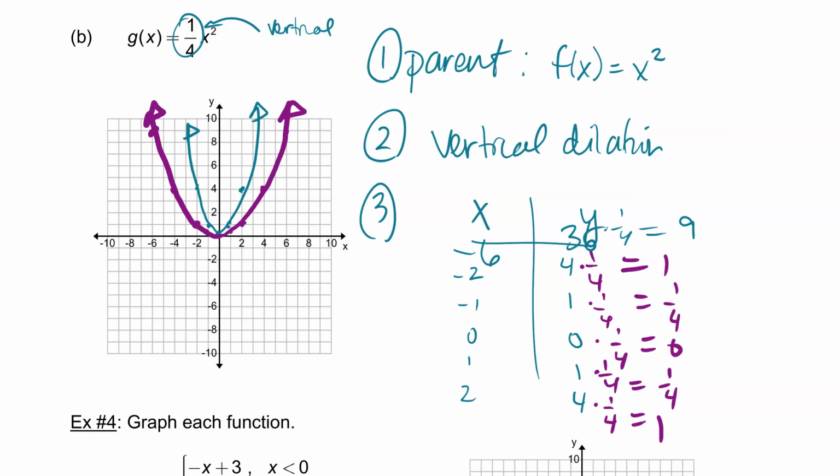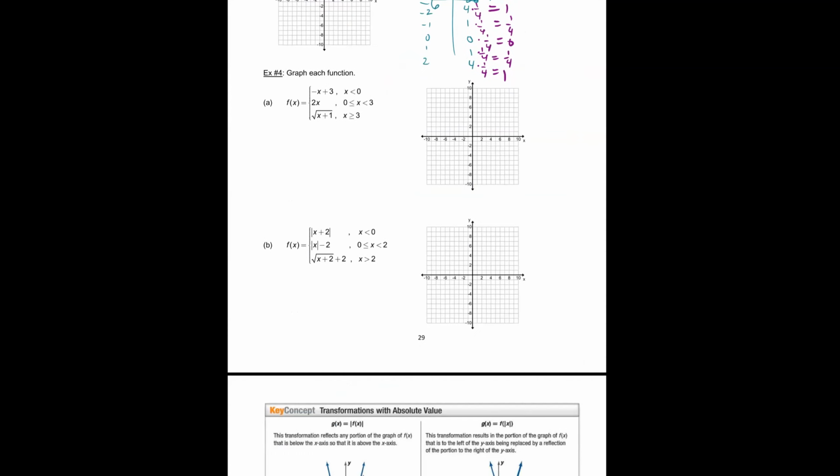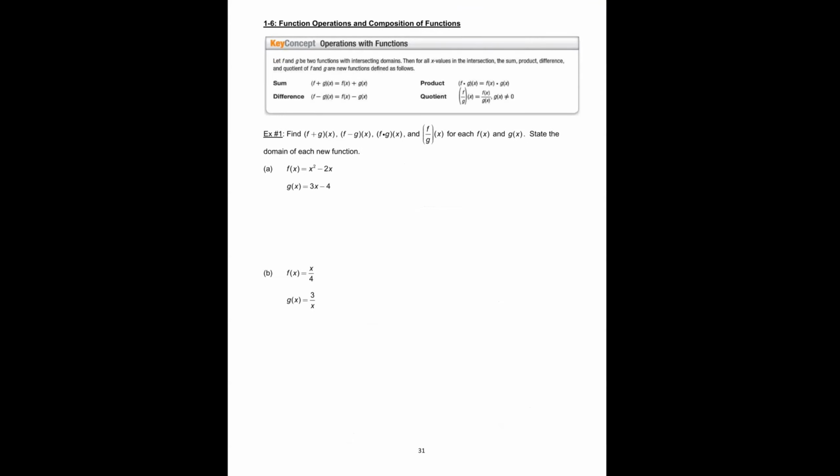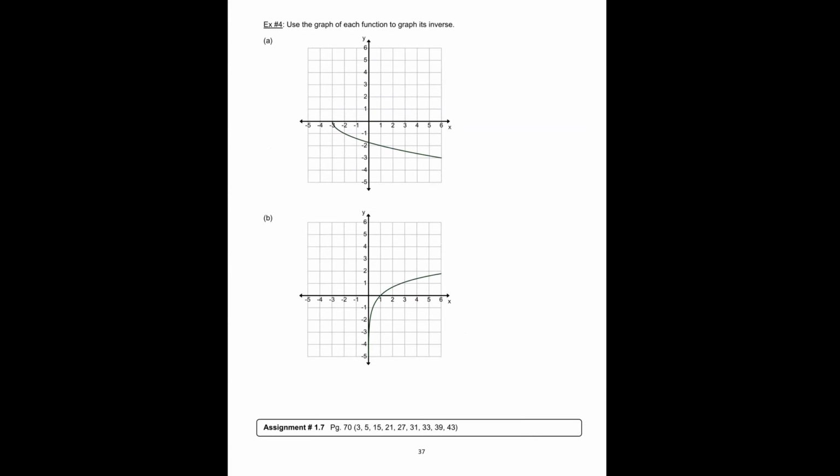Okay, so that's a good point to stop. That means we'll finish 1.5 next time, and then we could, how many more points? 1, 2, 3, 4.